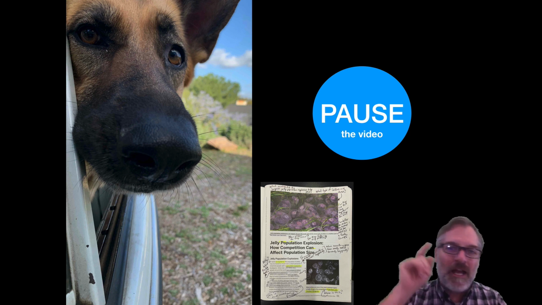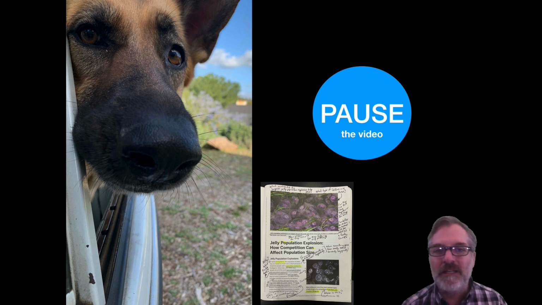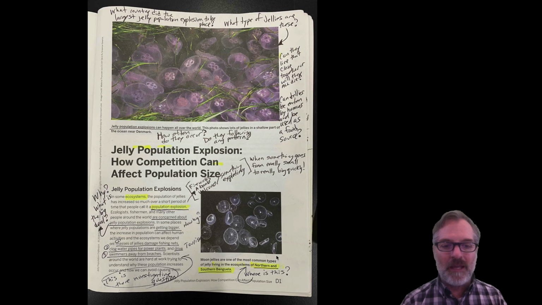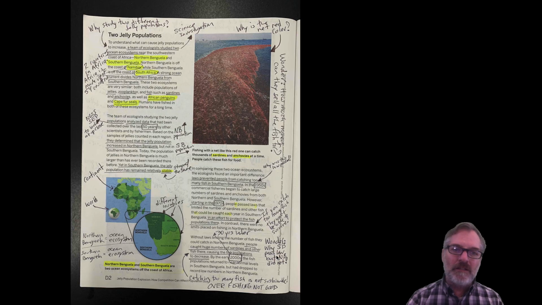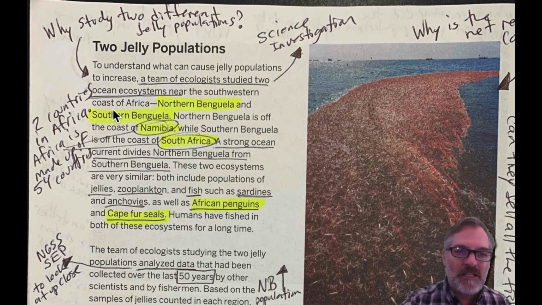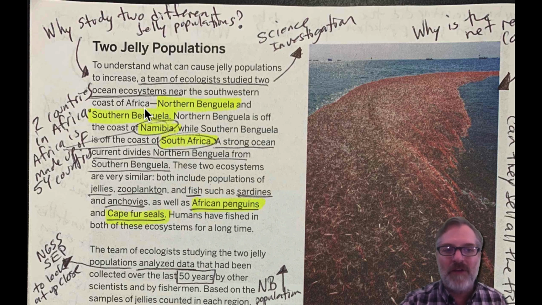All right, I am back to take a look at the other couple pages and see what you came up with. So again, we already did the first page together. So let's go ahead and take a look at the second page. It says 2 jelly populations. To understand what can cause jelly populations to increase, a team of ecologists studied 2 ocean ecosystems near the southern coast of Africa. So there's a scientific investigation. Again, that's what scientists do. Why are they studying 2 different populations?